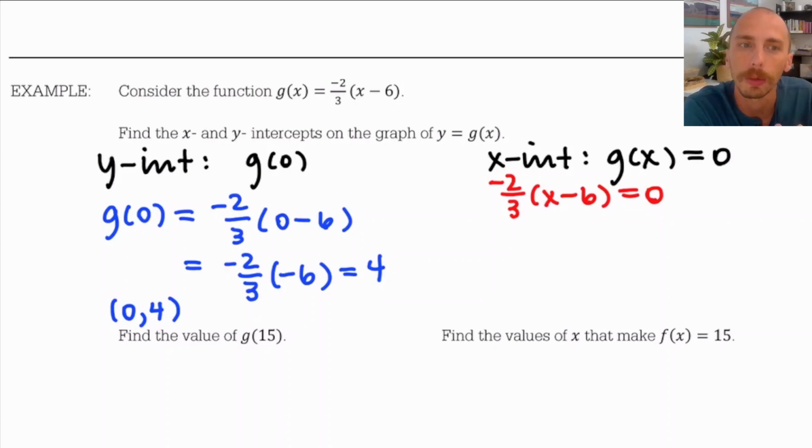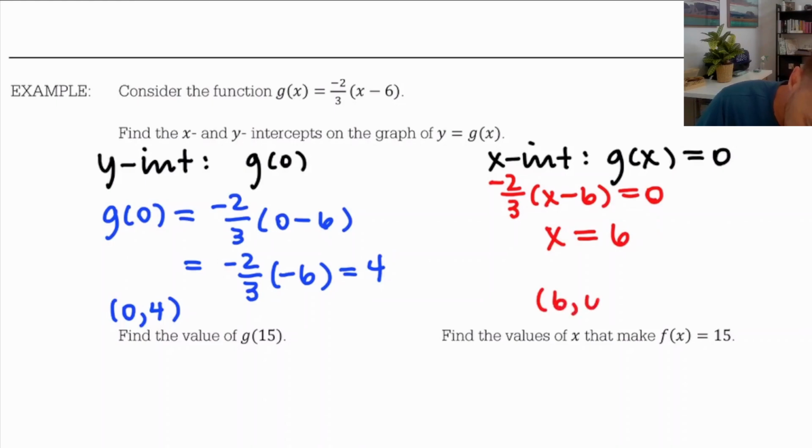You could use the zero product property. Say if two things are multiplying together to get 0, one of them is equal to 0, and it's not negative 2/3, so it must be x minus 6. Either way, you're going to see that the solution to this equation is x equals 6. And so that'll be my x-intercept. If you're asked for the coordinates of the x-intercept, it would be where x is 6 and y equals 0.